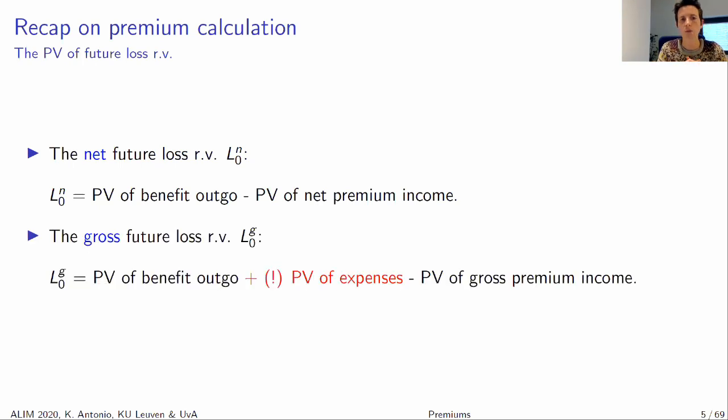And the gross future loss random variable is then denoted with a G. And then the only difference is that on top of the benefit outgo, you also have to take the expenses into account. And please make sure that you put that with a plus in this expression, for the reason that these expenses, like I mentioned earlier on, are also a flow of capital from the company to an external party, and the premiums should be sufficient to cover both the expenses and the outflow of insurance benefits. That's the idea.